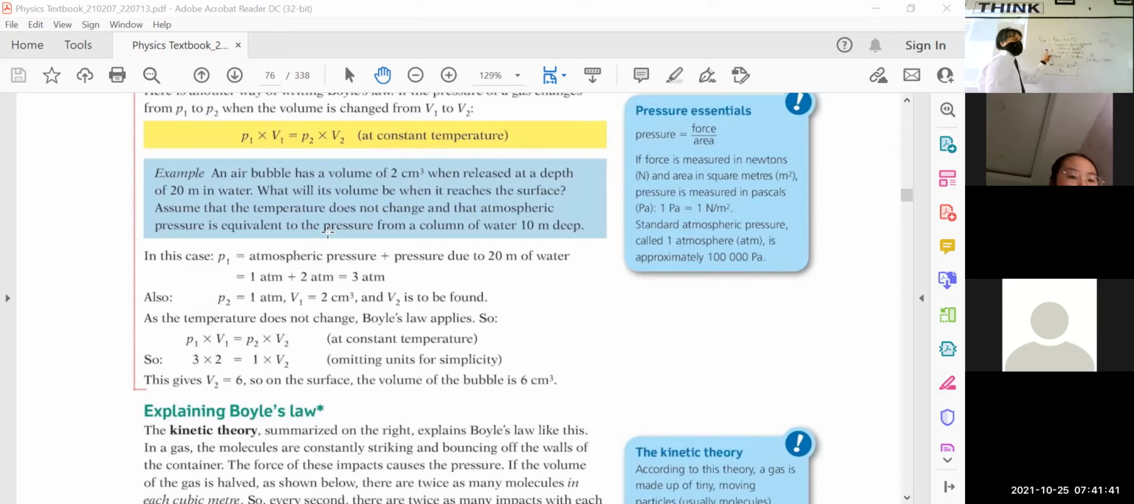What is the pressure at this point on the surface? Only atmospheric pressure will be there at the surface of the water. If I stand, children, I'm standing here on the surface of this floor. So how much pressure is acting on my body? 1 atmospheric pressure. Similarly, the pressure acting on this air bubble when it has risen to the surface is 1 atm, which means P2 is equal to 1 atm.